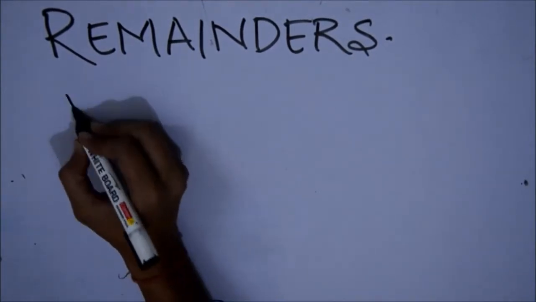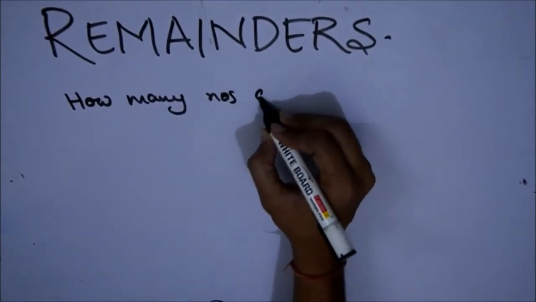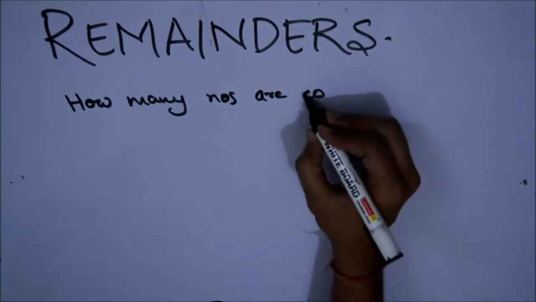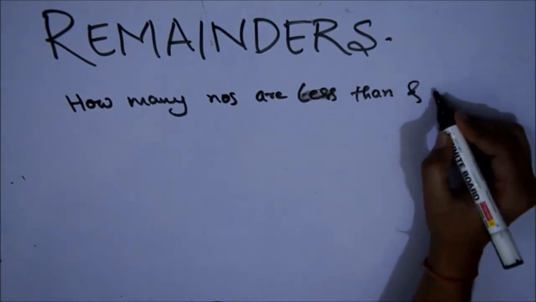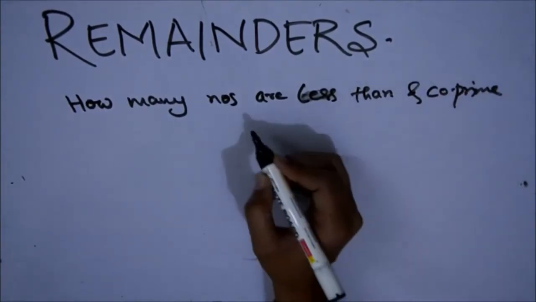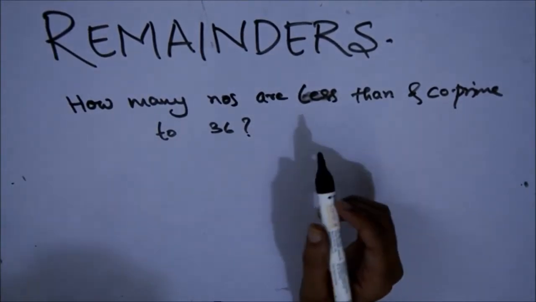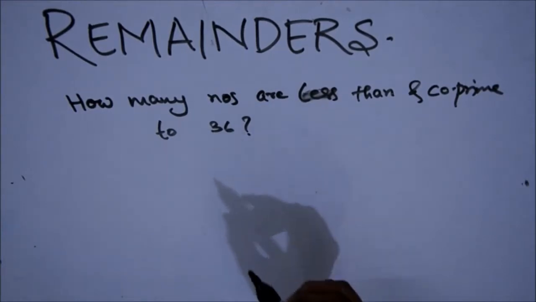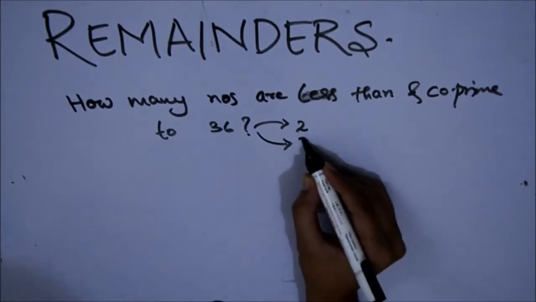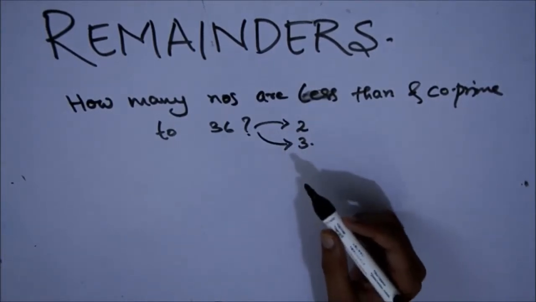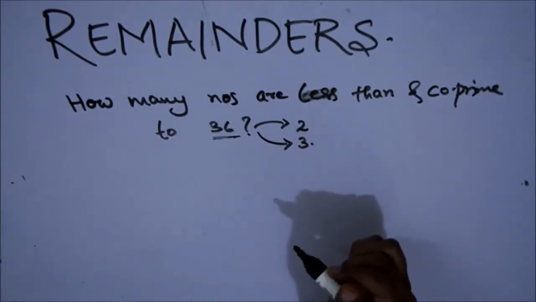For example, how many numbers are less than and co-prime to a number, say 36? Now 36 has two prime factors, 2 and 3. So we need to find all the numbers that are less than 36 and which are not divisible by either 2 or 3. How many such numbers are there?